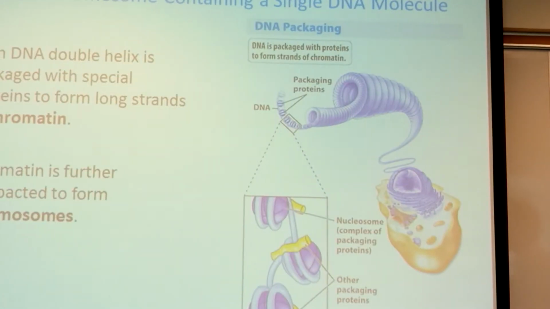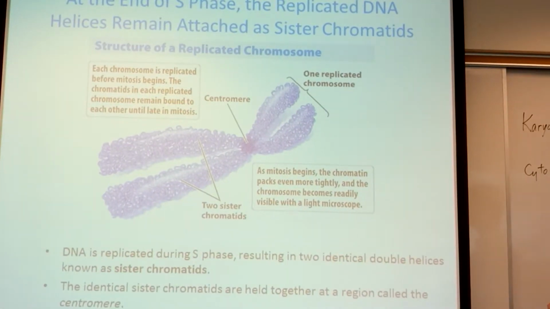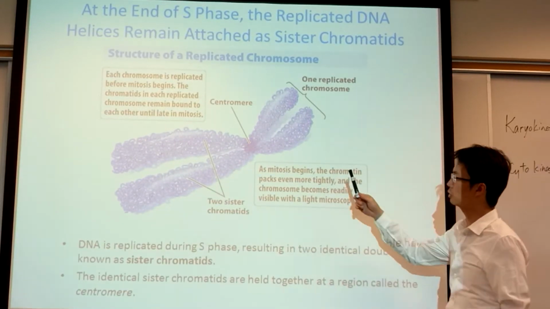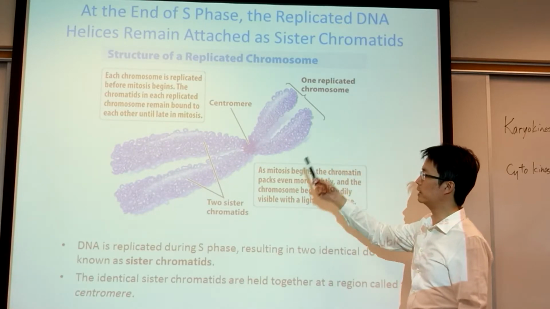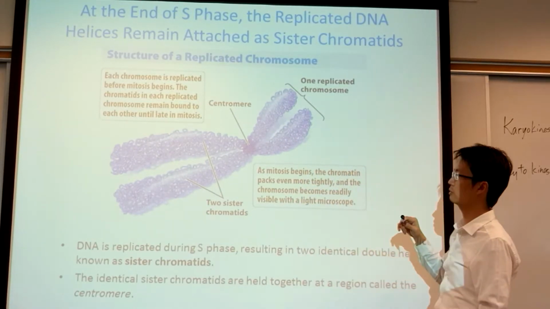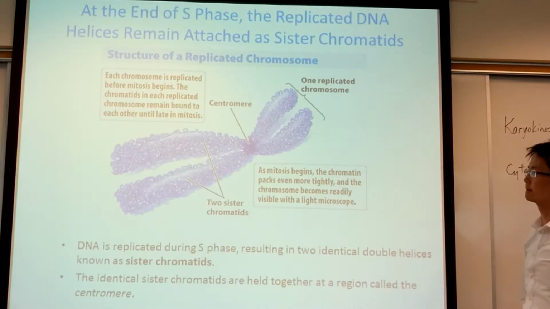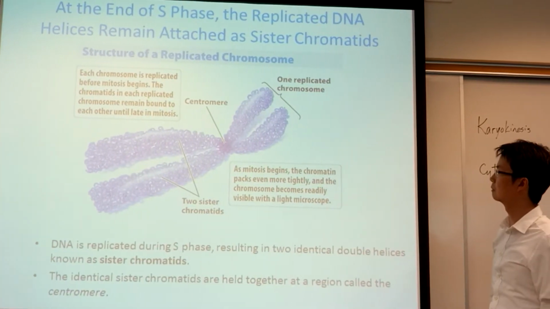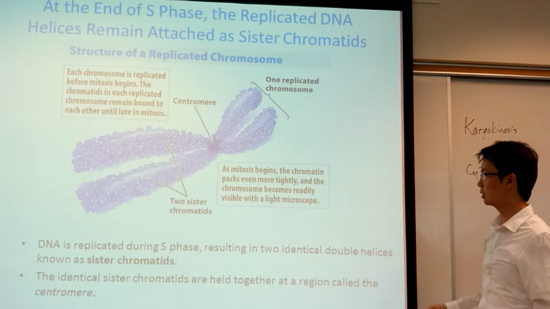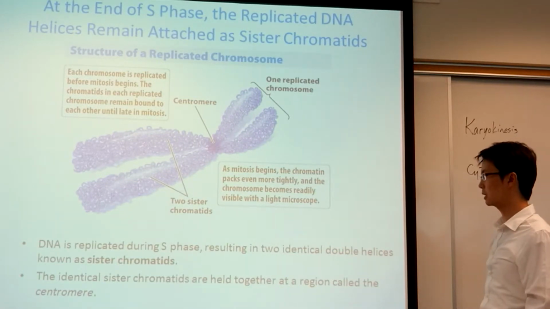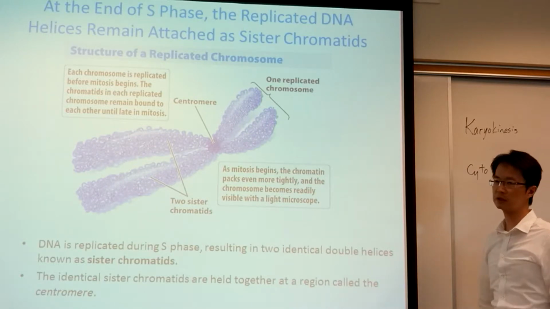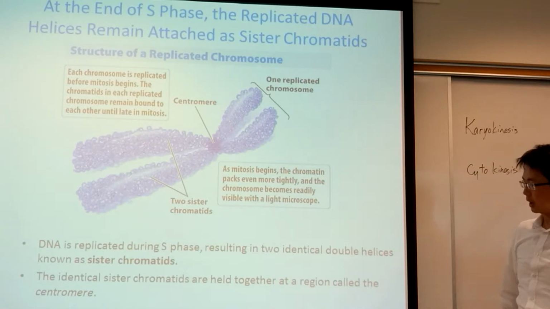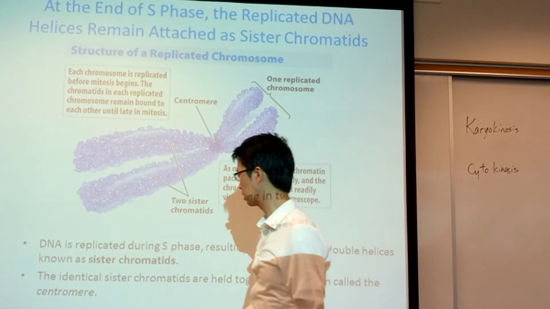So the replication of DNA, of course, occurs in the S phase. It will make two sister chromatids. One is the original one, the other one is the copied one. So again, it repeats itself: DNA is replicated in the S phase, and then after S phase, you will see two sister chromatids. And this makes you even more confused.